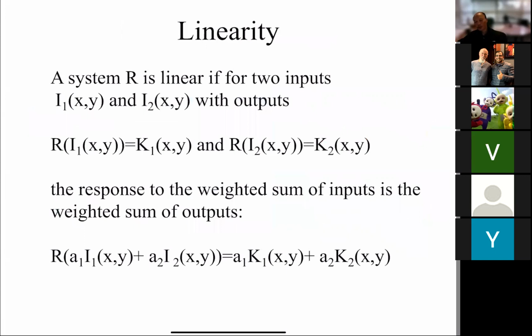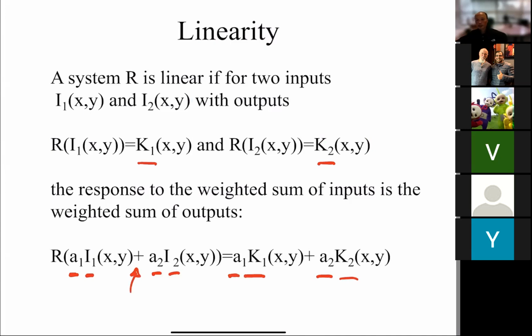So in general, we put those two things together. A system is linear if the response to a weighted sum of inputs is the weighted sum of the outputs. So in this case, for example, I1 had an output K1 and I2 had an output K2. Now, if I come back with a weighted sum of inputs, so here I've multiplied A1 times I1 and A2 by I2, and then I've summed these two together, then if this system is linear, the output must be A1 K1 plus A2 times K2.